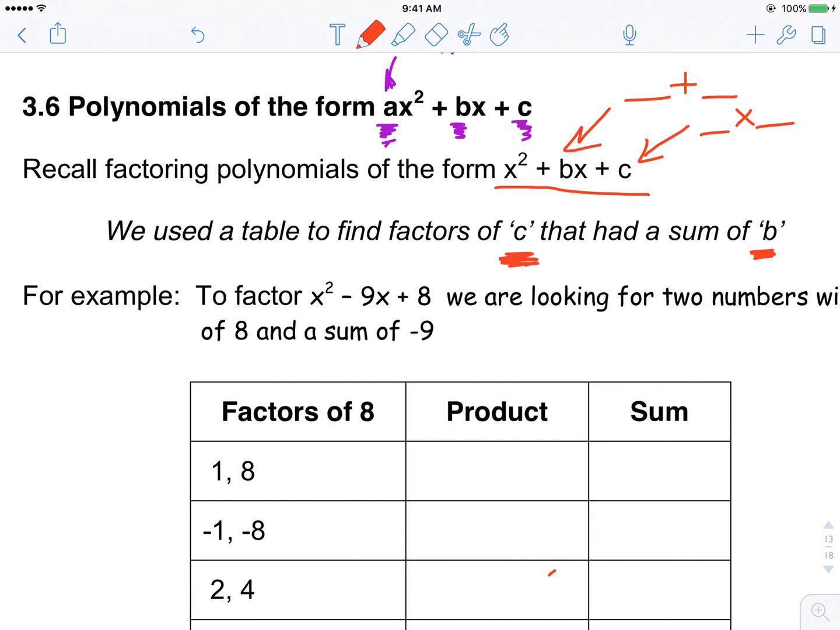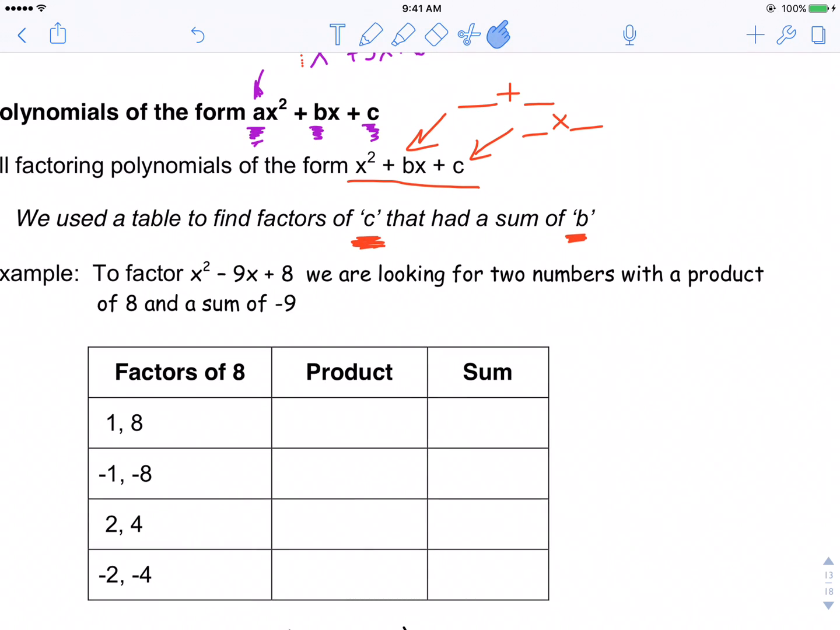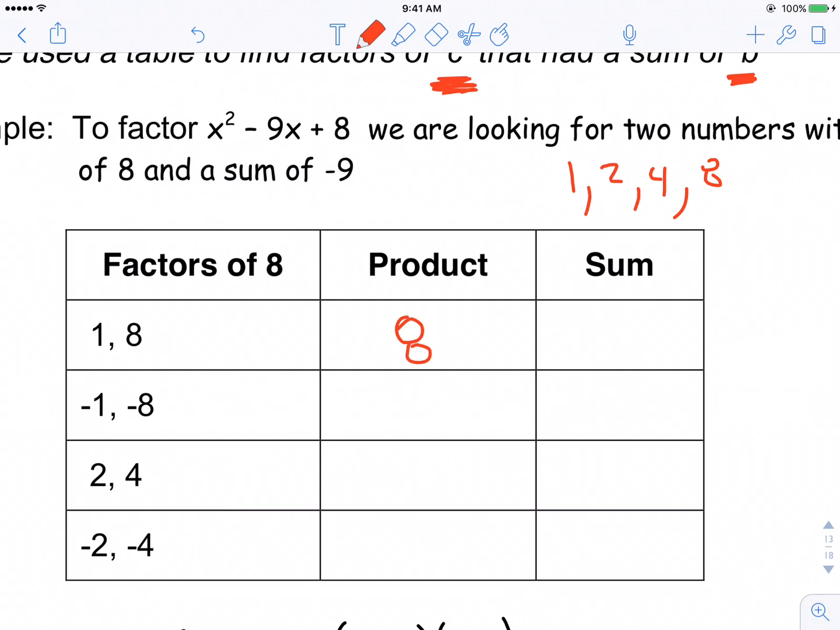Right? So here's our example that we're going to look at right now, just to refresh our memory. X squared minus 9x plus 8. We're looking for two numbers with a product of 8 and a sum of 9. So if we're looking for a product of 8, we think about the factors of 8. Factors of 8 are 1, 2, 4, and 8. And then of course combinations of positive and negative values. So if we look at the factors of 8, 1 and 8, if they're both positive, our product is 8, the right value that we're looking for, but our sum is positive 9, not what we're looking for.